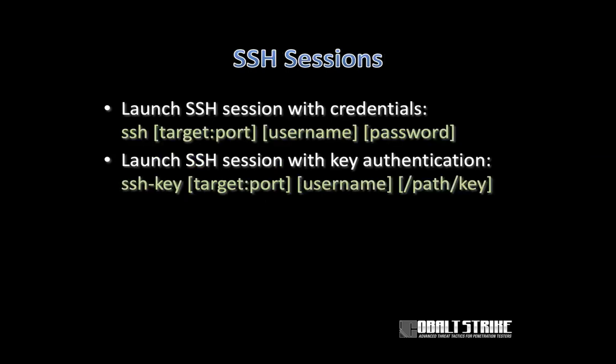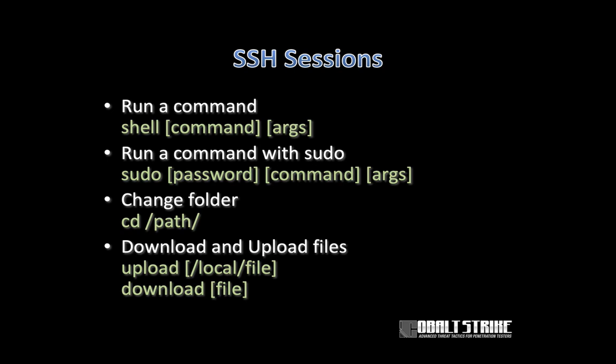How do you launch an SSH session? Use the SSH command within your beacon, specify a target and port, and a username and password. You can use an SSH key if you happen to have one that you want to authenticate with. So how do you do post-exploitation via SSH with Cobalt Strike? Here are some of the basics. The shell command will run a command and give you output, very much how Beacon's shell command works. If you want to run a command with sudo, use the sudo command. One warning though, this sudo alias happens to use a flag that is not available in all versions of sudo to pass the password.